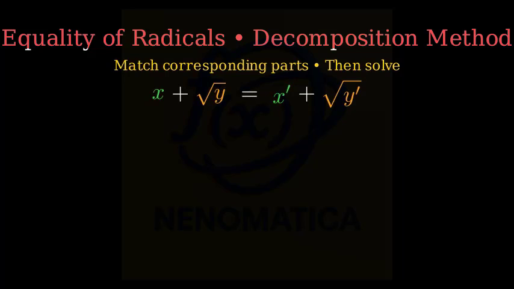First key idea. If an expression contains a non-radical part and a radical part, equality requires the matching parts to be equal. For example, x plus square root of y equals x prime plus square root of y prime. This forces x to equal x prime and y to equal y prime.